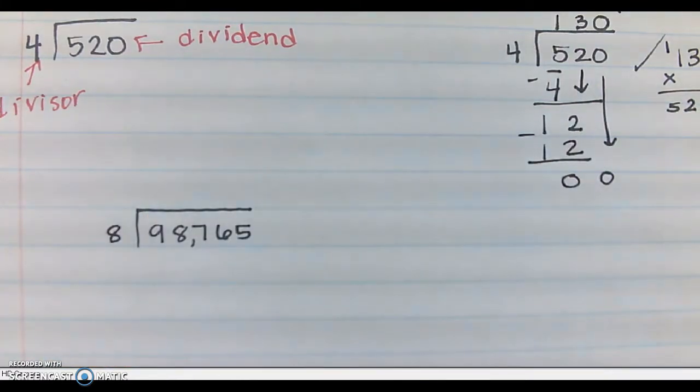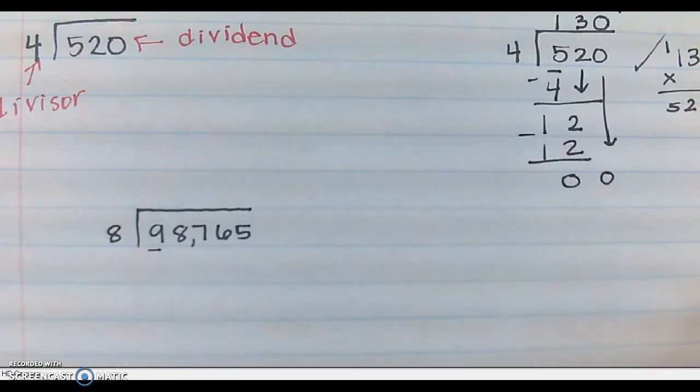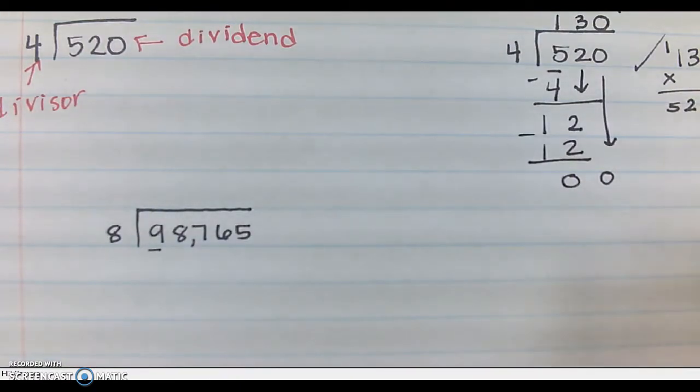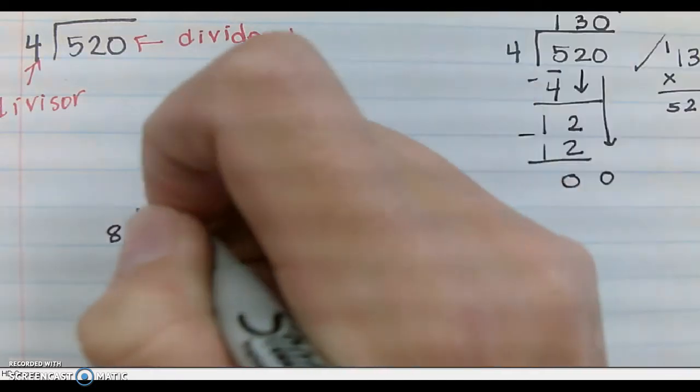Now, my problem is 98,765 divided by 8. Ooh, this looks scary, but it's really not if you just follow the easy steps that I've laid out for you. So first, I divide. 9 divided by 8. How many times can I fit 8 into 9? Or if I had 9 pieces of candy to share with 8 friends, how many pieces of candy could I each give them? Well, the answer is 1.